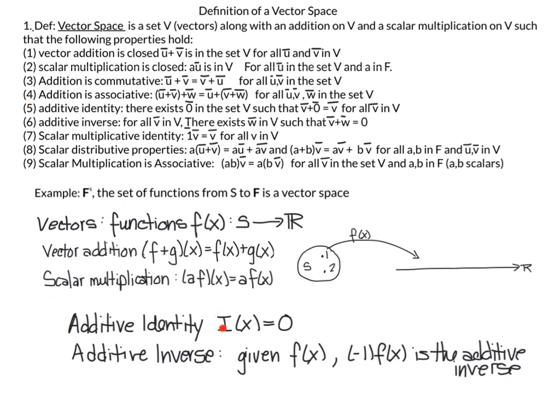So the additive identity, I'll just call that function capital I for identity of x is equal to 0. You can see that when you add f plus I, you'll always get back f of x. And then the additive inverse, if you're given a function f of x, then multiplying the result of f of x by -1 will give you the additive inverse for f of x.